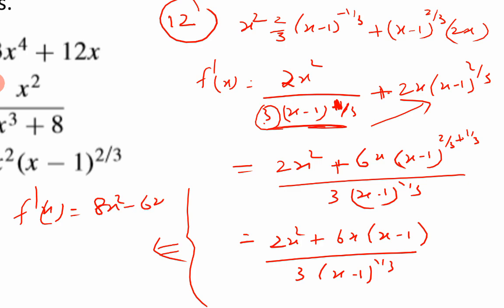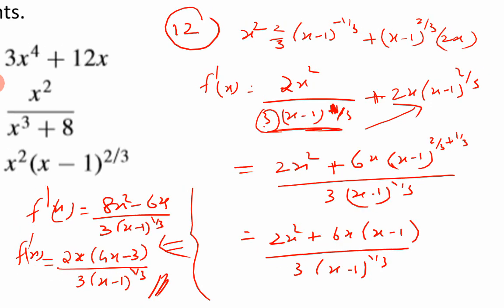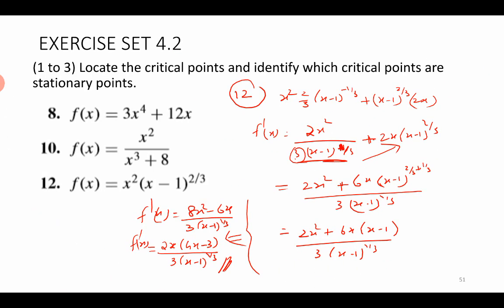8x squared minus 6x divided by 3 into (x minus 1) to the power 3, which is, when you take 2x out, 4x minus 3 divided by 3 into (x minus 1) to the power 3. So this is our first derivative here. Now, let us go back to the given function.